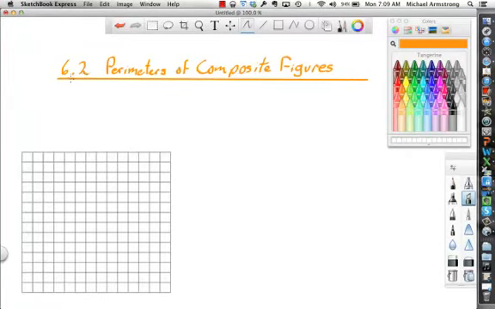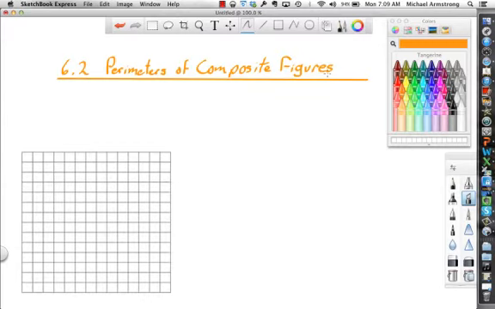Okay, here we are, chapter 6.2, perimeters of composite figures. We just got done with circles and we talked about the circumference of a circle. That's the distance around a circle. And perimeter is a more general term that you should already know, that is the distance around things, but it's usually around rectangles, triangles, and figures that have straight edges.